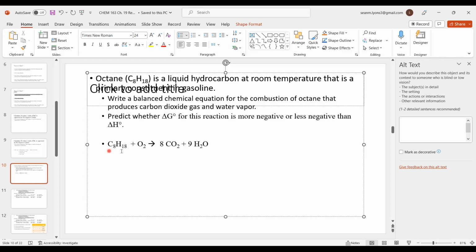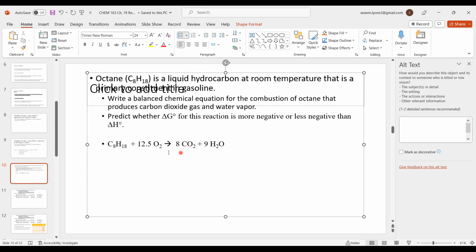Now with the final piece, we've got carbon and hydrogen balanced. We can focus on this oxygen. And with it, we've got now 16 oxygens coming from carbon dioxide. We've got 9 more coming from the water. So it's going to be 25 in total. So what we would need here is 12.5. But with these coefficients, we always want them to be whole numbers.